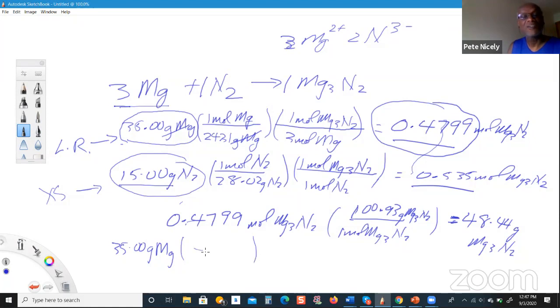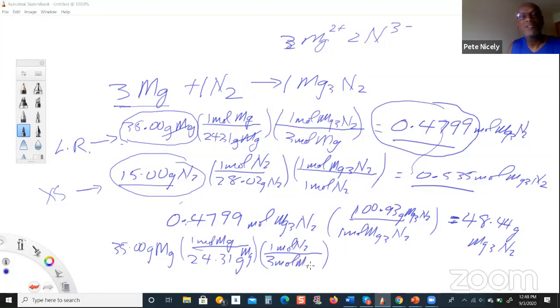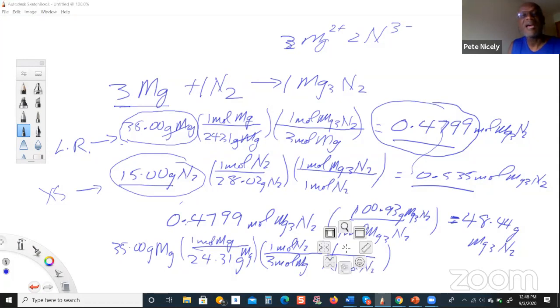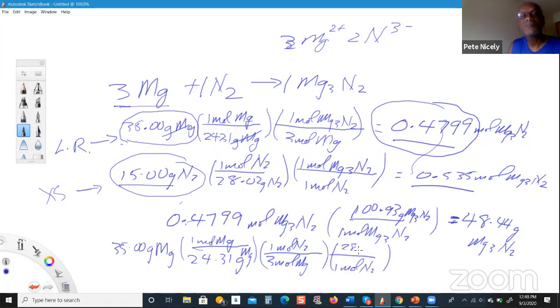Convert to moles like we did before. 1 mole of magnesium divided by the molar mass, which is 24.31 grams of magnesium. And then we look at the mole ratio between the magnesium and the nitrogen. And that's a 1:3 mole ratio. So you're going to have 1 mole of nitrogen above, 3 moles of magnesium below. And then we're going to convert this to grams of nitrogen. So we're going to have 1 mole of nitrogen down here and 28.02 grams of nitrogen above.